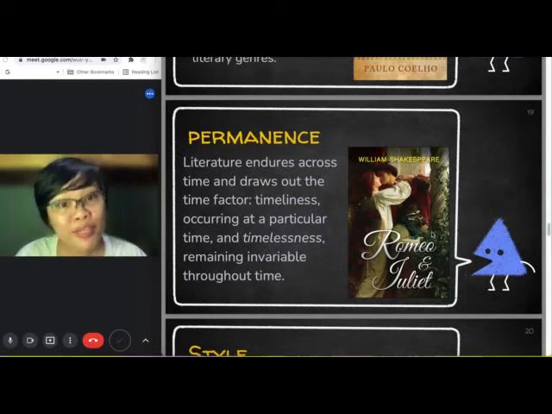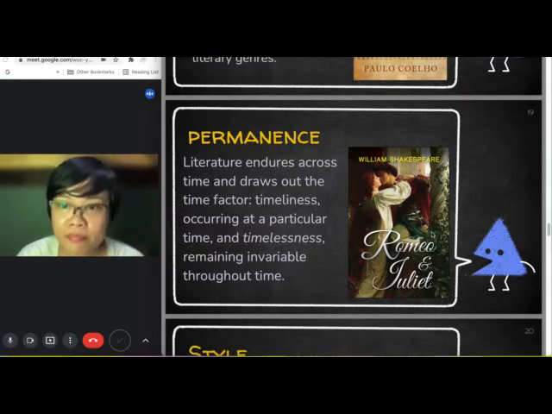So across time, William Shakespeare, for example, is still considered as the best playwright of the English language. So there's a certain timelessness in his works. And one good example is Romeo and Juliet. The story of star-crossed lovers is still something that we can all relate to, even in the 21st century, right? So that's why there is permanence. Regardless of when you would tell the story of Romeo and Juliet, there would always be someone, maybe even us, who would be able to relate to it.